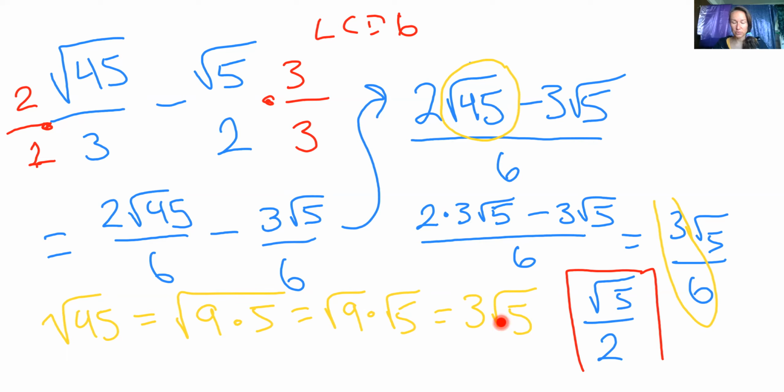If you wanted to, we could have turned this square root 45 into a 3 root 5 in the very beginning. That would be totally fine to do in that order as well. But once we did that, we realized we do have like radicals. We perform the subtraction, and then finally always simplify your fractions. All right. So that was our first example. Let's go on to the next example.